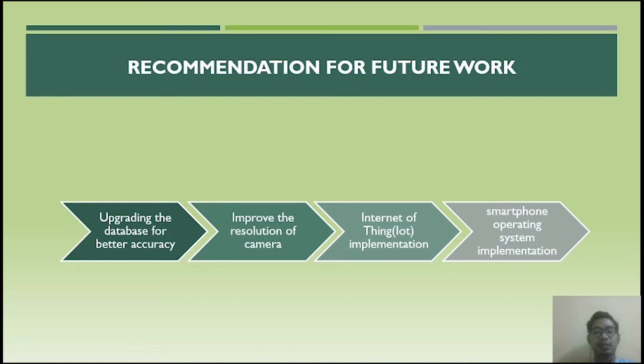Lastly is the recommendation for future work. This project can upgrade its database for better accuracy. This project can improve in terms of camera resolution. Next, this project can be implemented with the Internet of Things and the smartphone operating system OS.